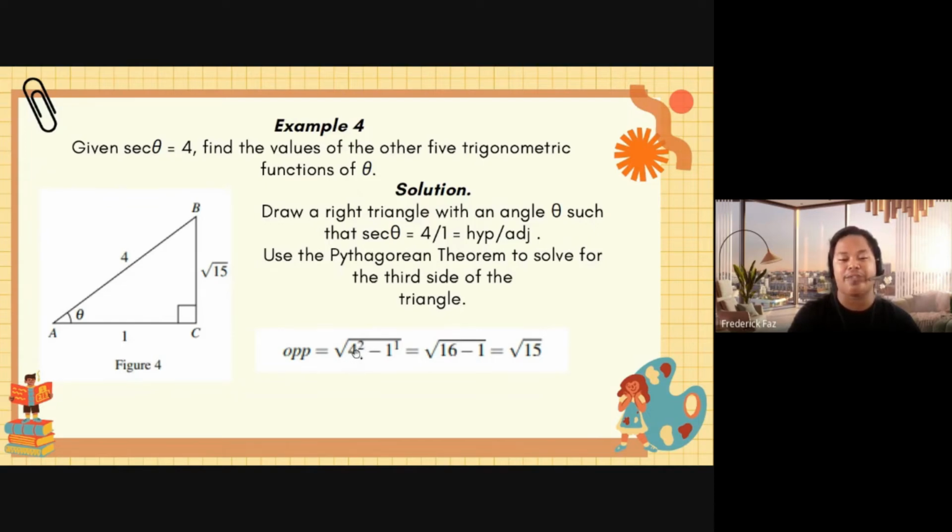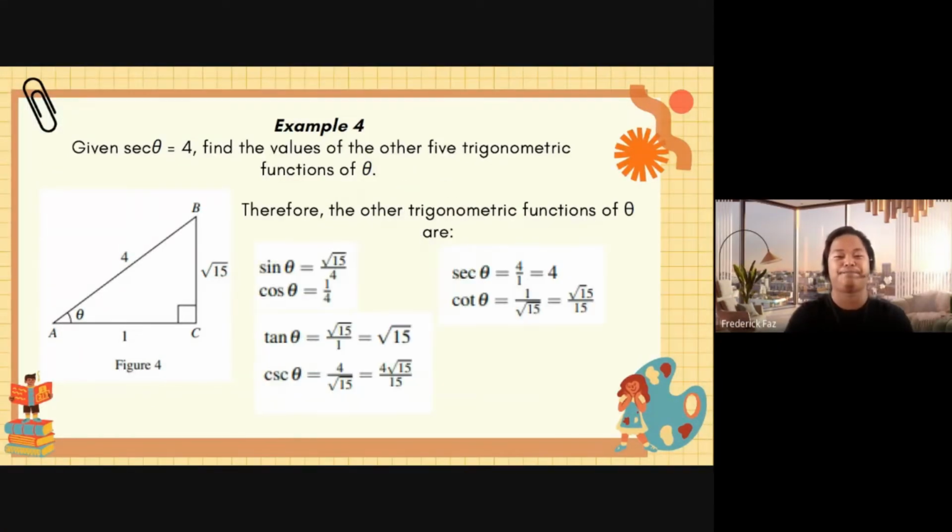So c squared, which is 4 squared, is equal to 16, minus 1. 1 squared po ito. So 1 squared is 1. So 16 minus 1 is 15. And it cannot be simplified anymore. So we have square root of 15 for the length of this side, or this side BC. Then after determining the length of this side, we can now determine the other 5 trigonometric functions.